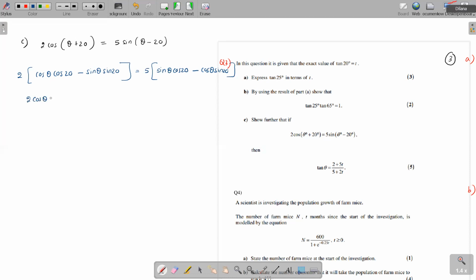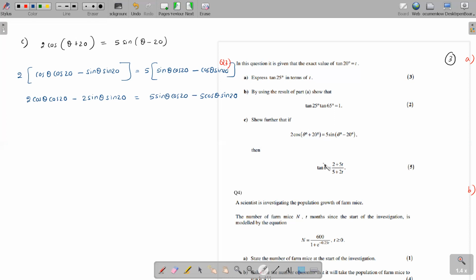I get 2 cos theta cos 20 minus 2 sin theta sin 20 equals 5 sin theta cos 20 minus 5 cos theta sin 20. So were you able to get this? What do you do now? What would be the ideal next step? We opened the brackets by using the A plus B formula. Now what is the ideal next step to get this show that?